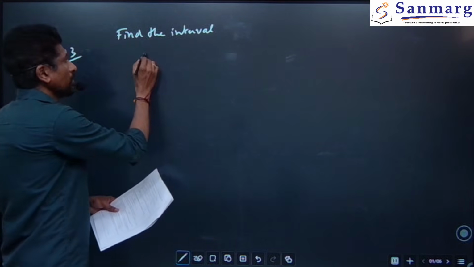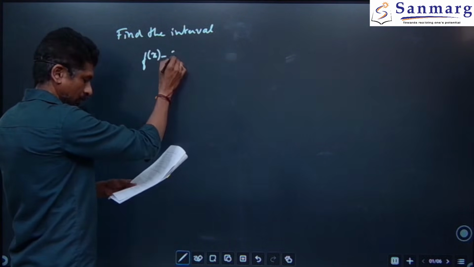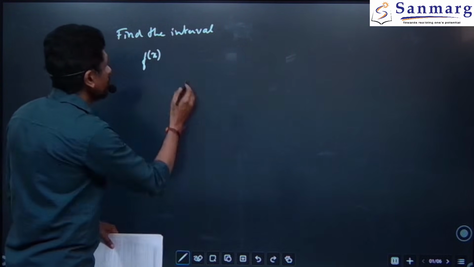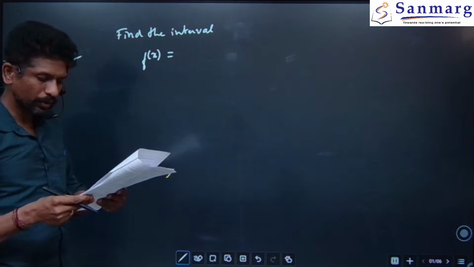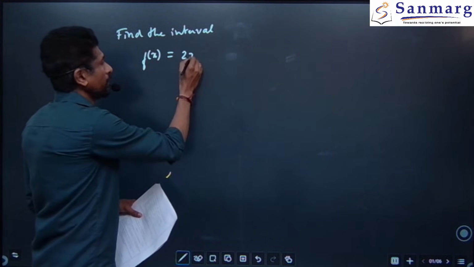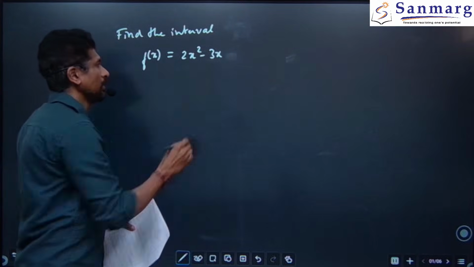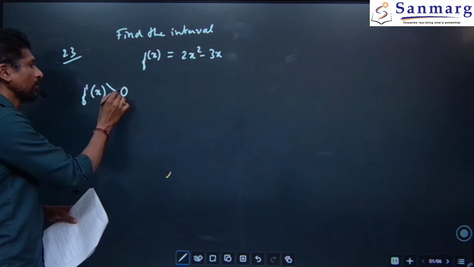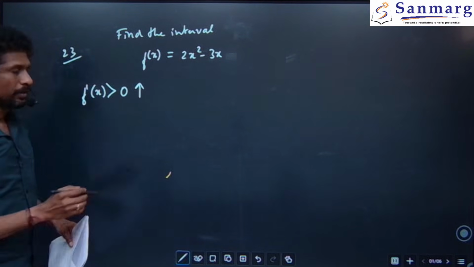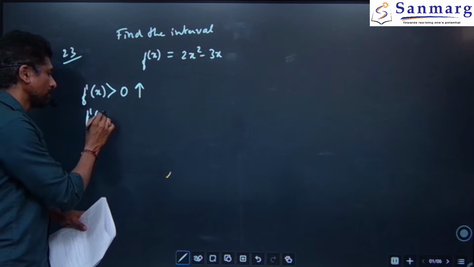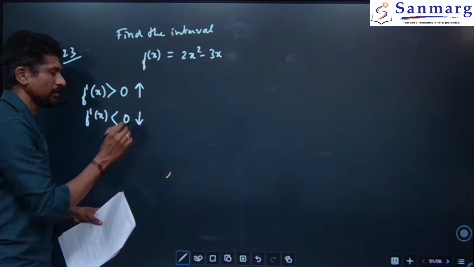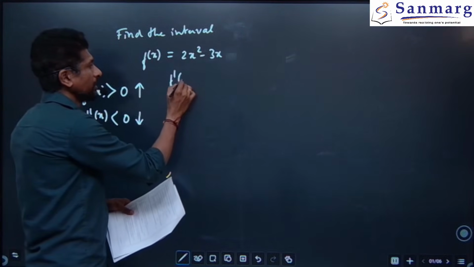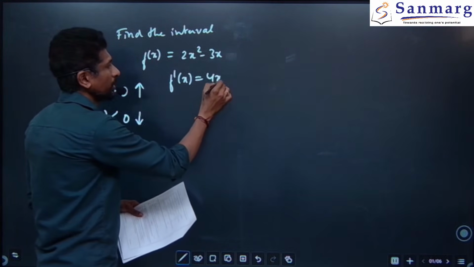Now the function of x they have given is 2x square minus 3x here. The basic concept you have to remember is that if f dash of x is greater than 0, the function is increasing function. If f dash of x is less than 0, the function is decreasing here. So therefore you have to first find out f dash of x here. The f dash of x becomes 4x minus 3.